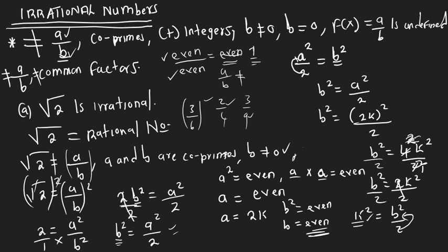Okay. This is just an equation. Come on, you have b squared equal to 4k squared over 2. You have b to the power 2 equal to 2k squared. How can you make k to the power 2 the subject here? I understand now, sir. Okay.